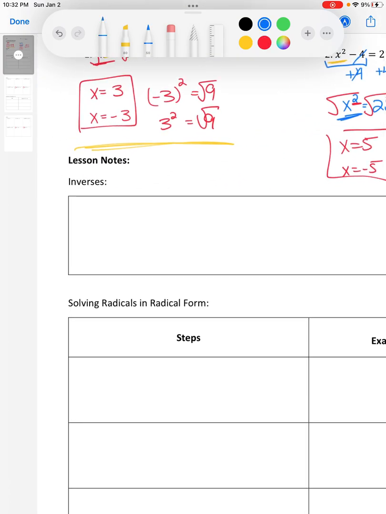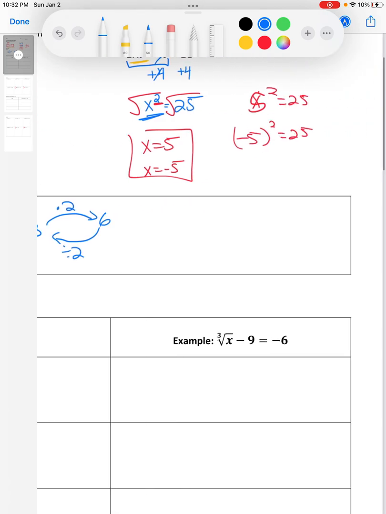Just like how when I have 3 and I add 2, I get 5. To go backwards, the opposite of adding is subtracting 2, and I'd get to 3. Same with multiplying. If I had 3 and I times by 2, I'd get 6. Opposite of timesing is dividing by 2. So if I had 4 and I squared it, so 4 squared, I'd get 16. To undo that, I'd need to take the square root.